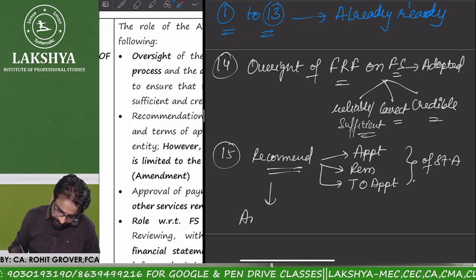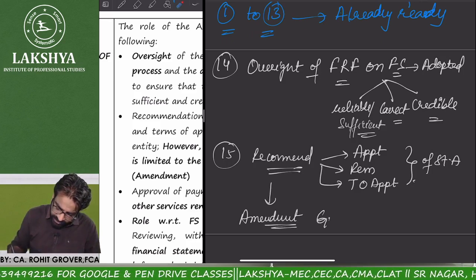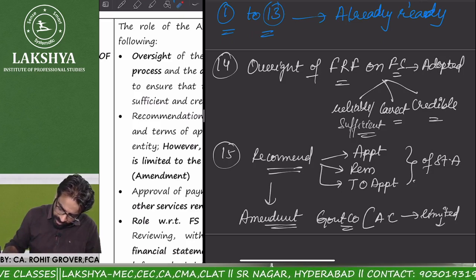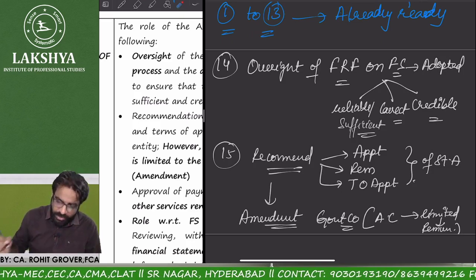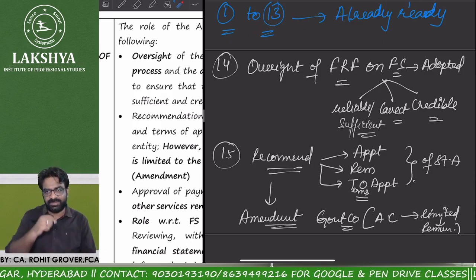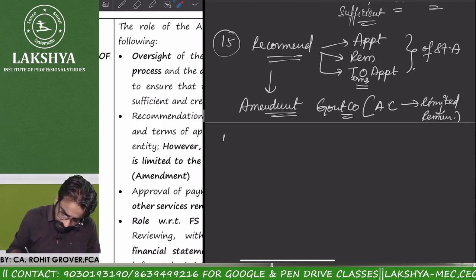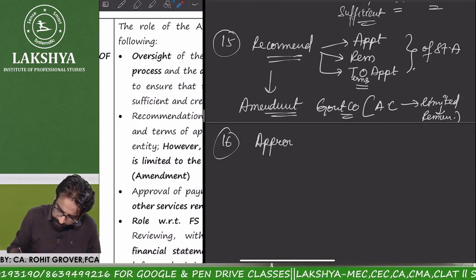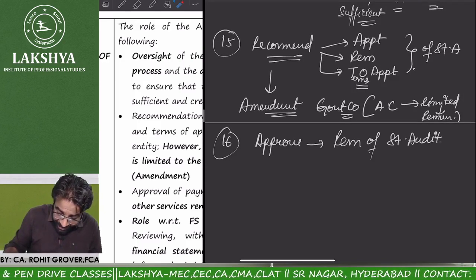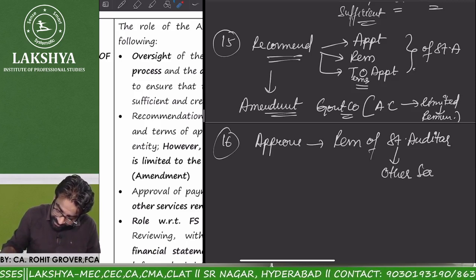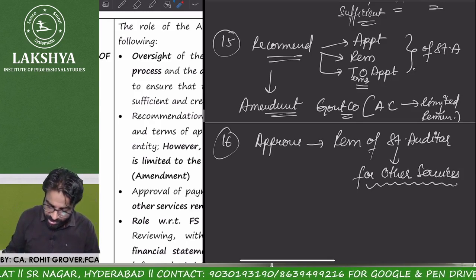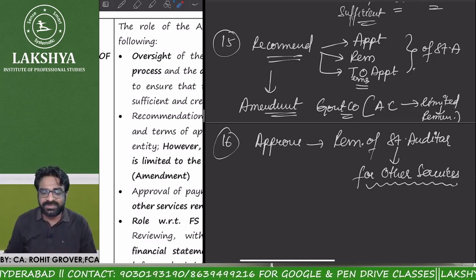But in case of the amendment, it is saying that in case of government companies, the audit committee is limited to remuneration recommendation only. They cannot recommend the appointment, they cannot recommend the terms of appointment. Why? Because C&AG is involved in that case. Clear? Next one. It is the audit committee which will approve the remuneration of the statutory auditor for other services. Correct? For which services? Other services. Next point.